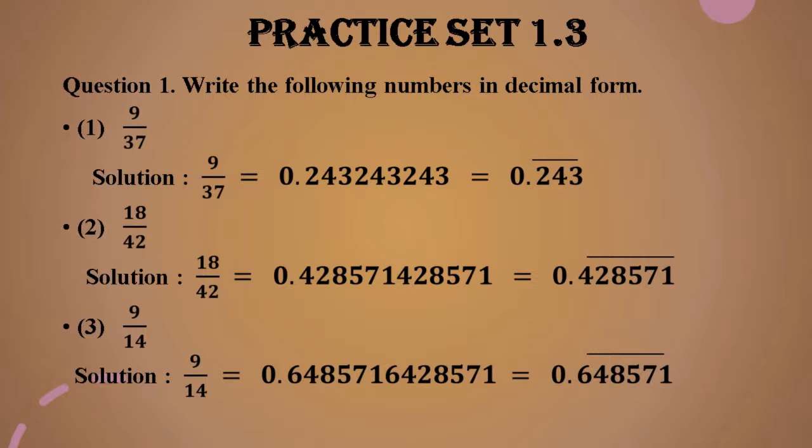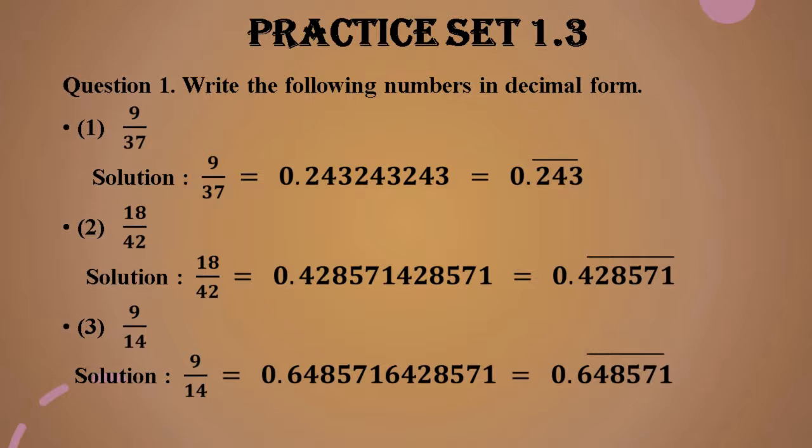Solution: when we divide 9 by 37, we get 0.243243243, which is equal to 0.243 with a bar on 243. This bar shows that 243 is recurring again and again.